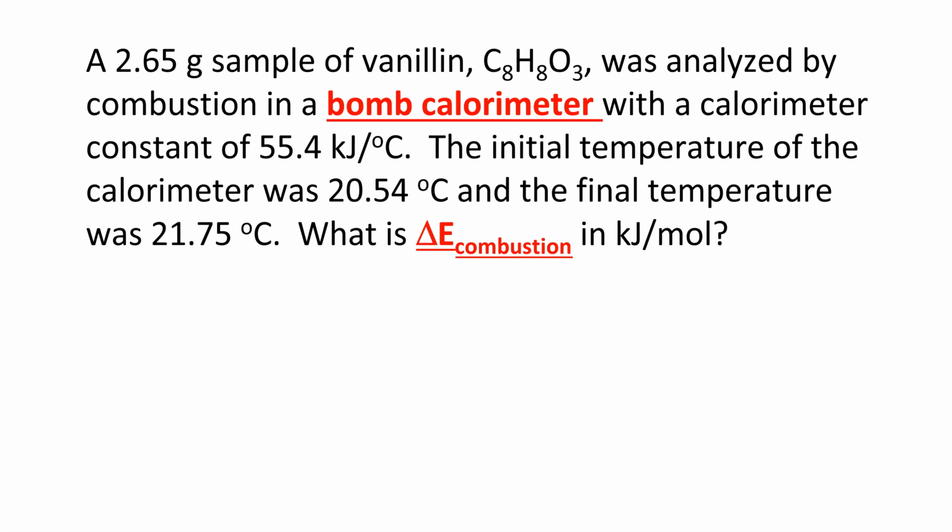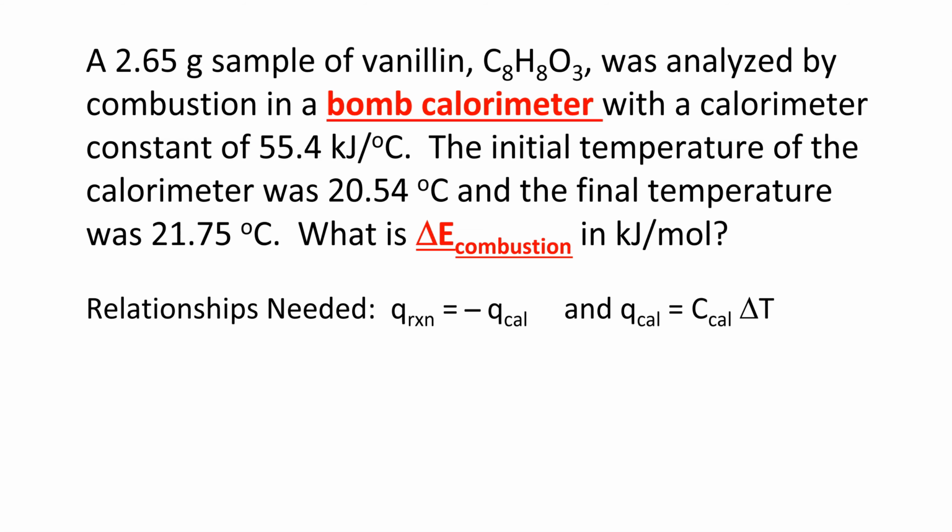All right, so here are some key words to pick out there. We can see that we're doing this in a bomb calorimeter. So we have a constant volume situation there. And because of that, whenever we have that constant volume situation, we're going to be determining delta E, the change in internal energy. So those two bits of information go together.